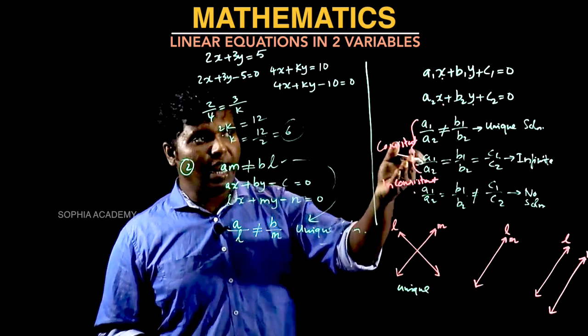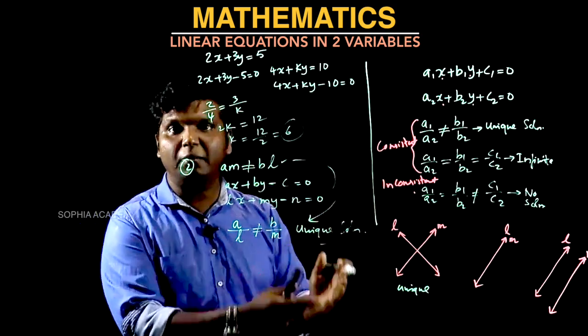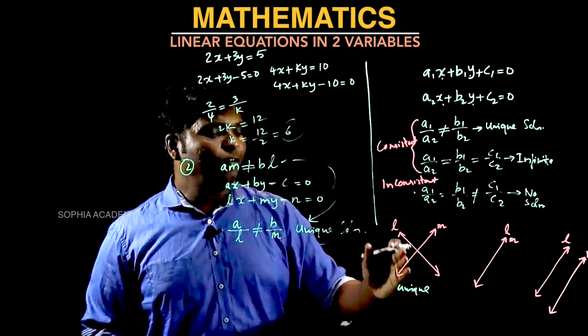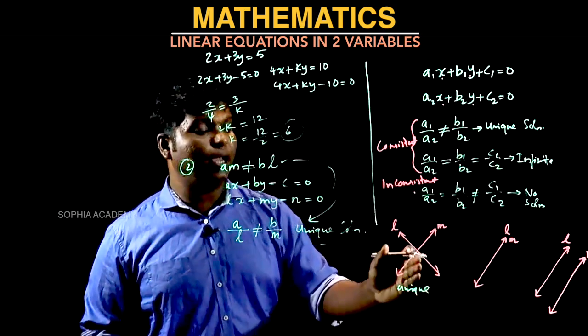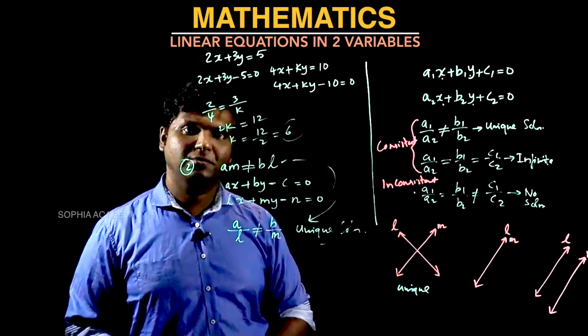That's the difference. In the algebraic method, you will have to find the ratios, but in the graphical method, the name itself says it, right? Graphical method means you have to find the graph. So from the graph, one thing is clear: if they are incident together at a single point, they will have a unique solution. What about here?